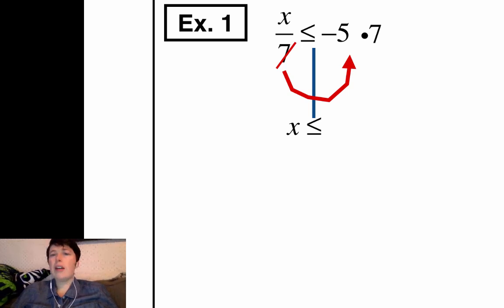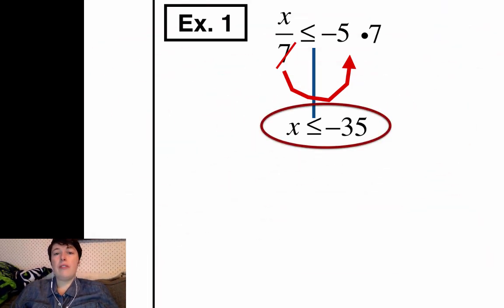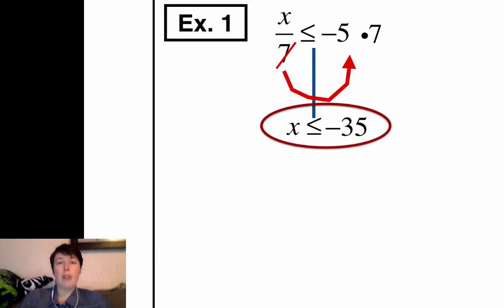And a negative 5 times 7, well, I know 5 times 7 is 35, and it doesn't match. It's a negative times a positive, so that's not good. So that's a negative 35. So x is less than or equal to negative 35 is our final solution. So we have our answer.